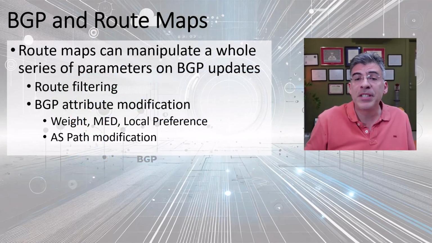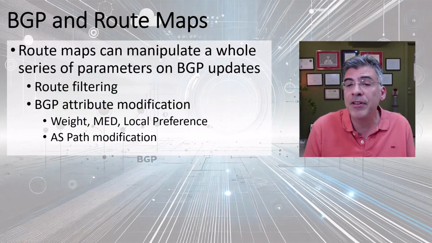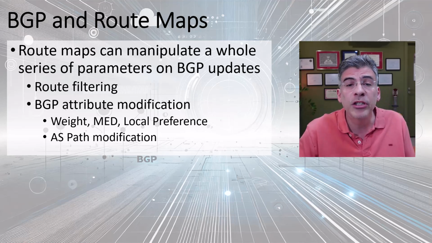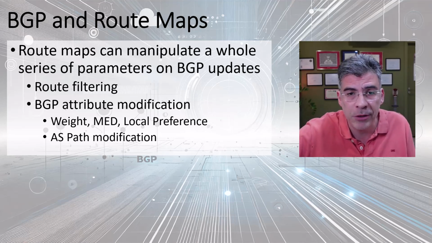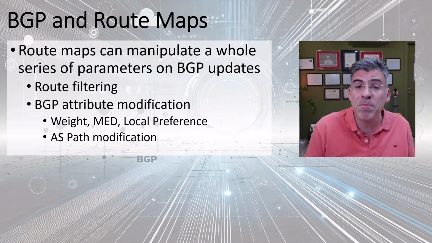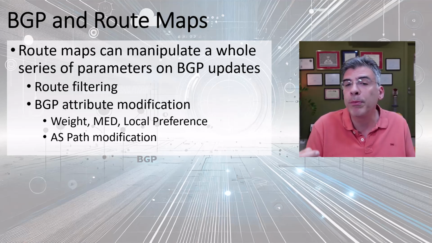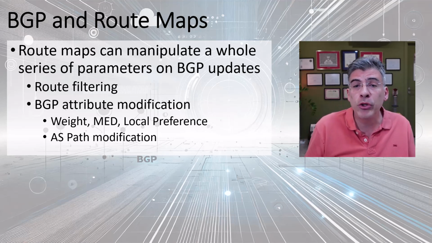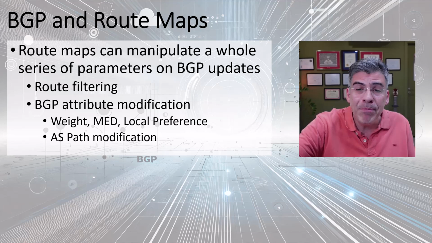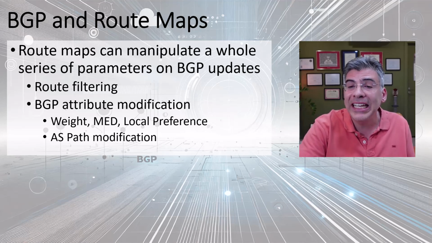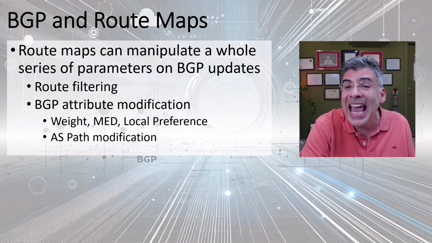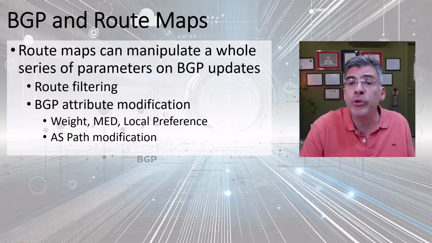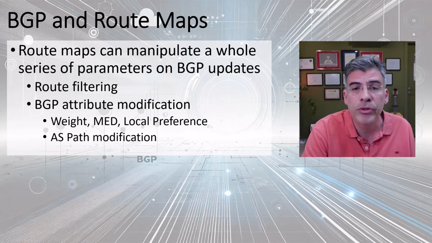They can filter specific routes so that routes advertised by one router will be filtered out of the update before it's sent on to its BGP neighbor. They can also change BGP attributes. They can change the weight or the MED or the local preference or other attributes to affect how the BGP neighbor will calculate the BGP best path algorithm. And you can even modify the AS path, for example, associated with particular routes.